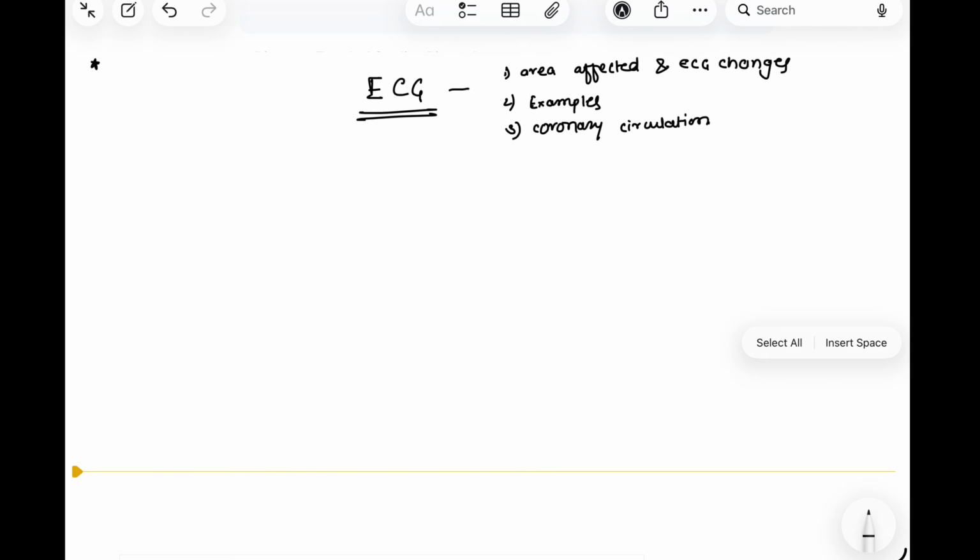So what are the criteria of ST elevation in limb leads and in chest leads? For the limb leads, there must be ST elevation more than or equal to 1 mm in at least two contiguous limb leads.